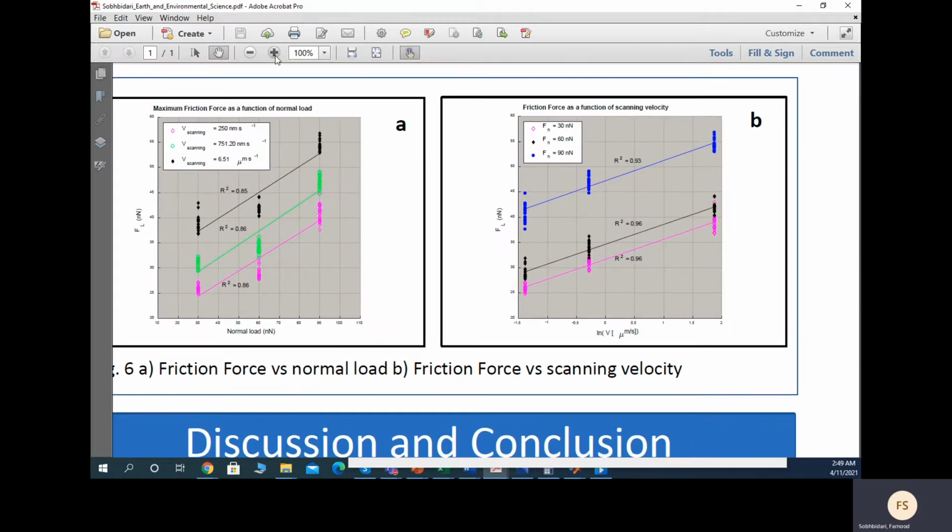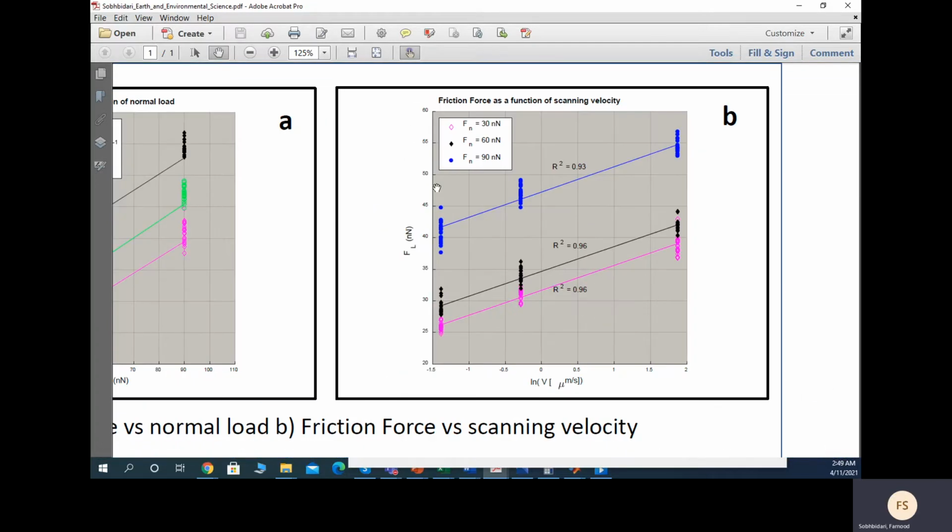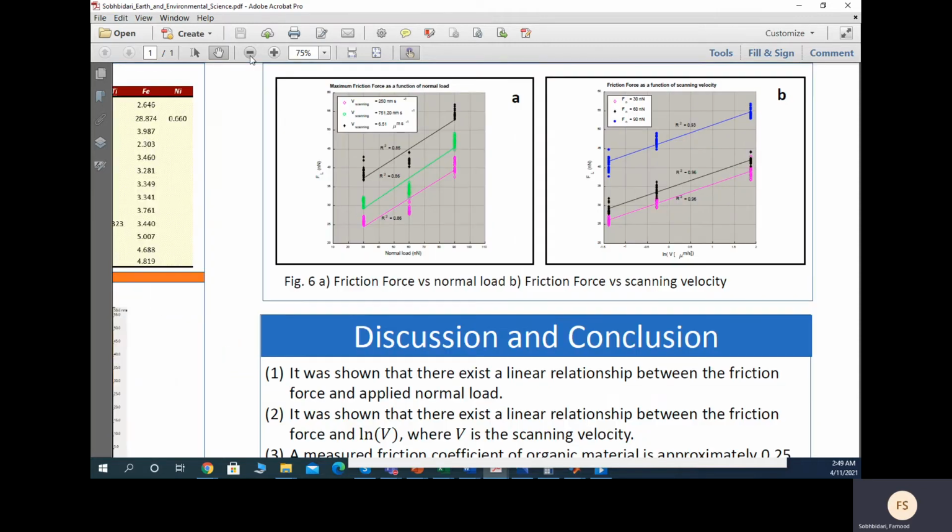And here on figure 6b, we can see there also exists a linear relationship between friction force and the natural log of the scanning velocity. So remember, on the x-axis the scanning velocity is in units of micrometer per second, and then we took the natural log of those velocities and found this possible relationship.